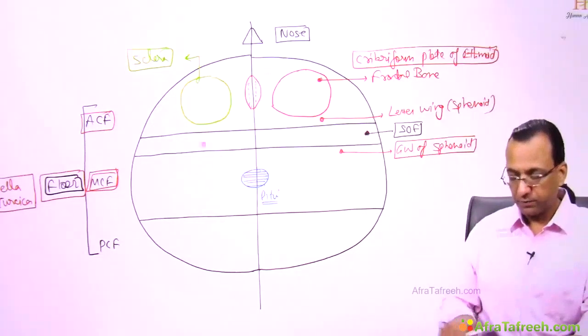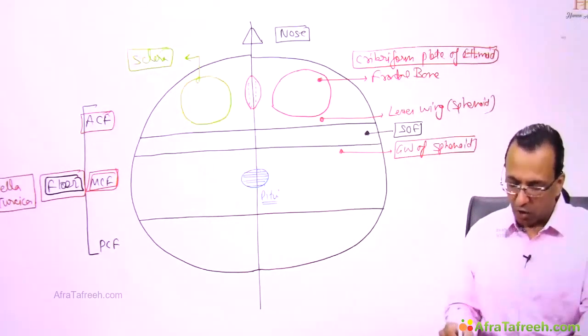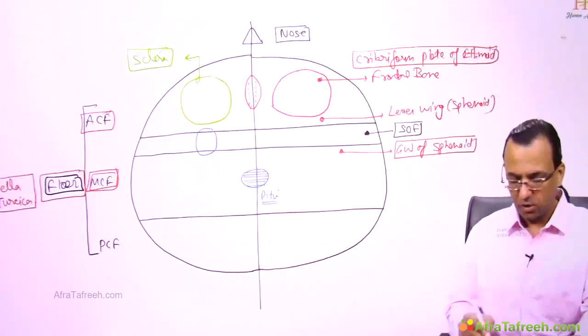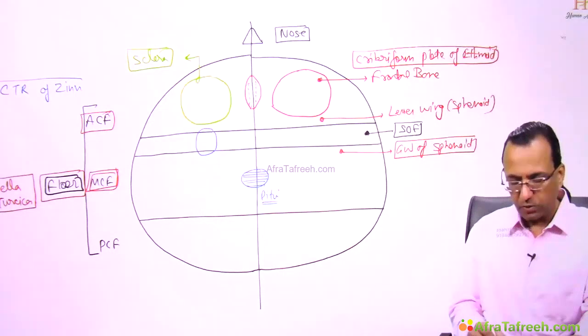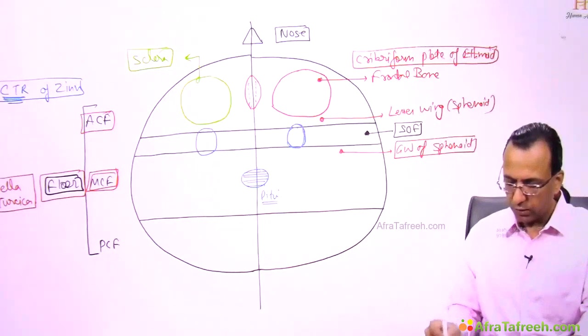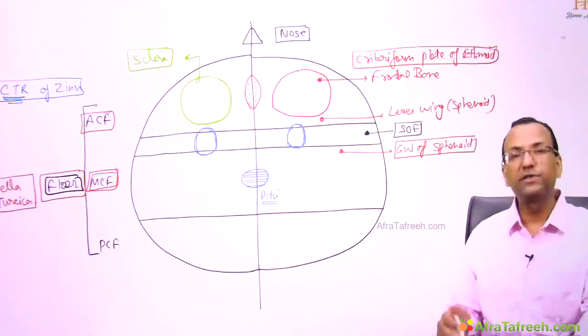Superior orbital fissure. On the superior orbital fissure, you will see there is a common tendinous ring of Zinn. What is that? Common tendinous ring of Zinn. Why are you telling it is a common tendinous ring? It is on this side, that side, both sides you can show. So we are showing this is the common tendinous ring of Zinn.